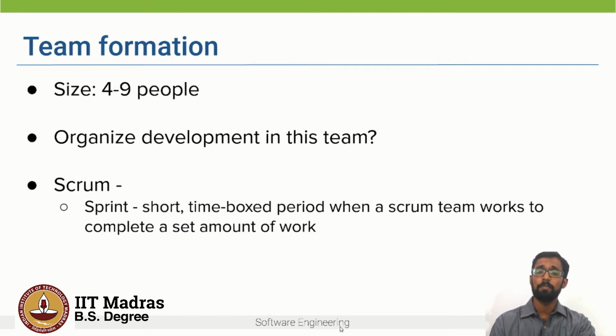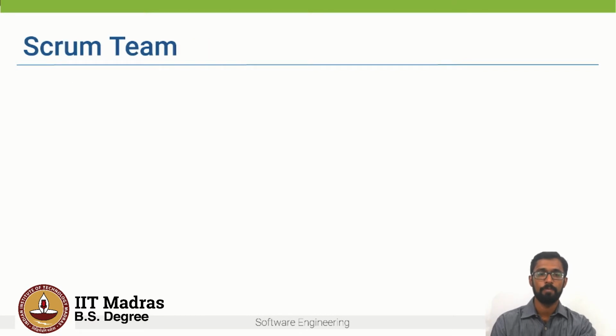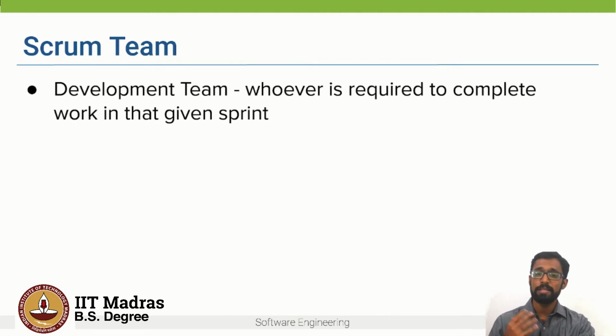Now let's look at the main roles in a Scrum team. There are 3 main roles in a Scrum team. One is the development team, the people who do the actual work of developing the software. Many of you might think of only coders or developers in the development team, but this is not so. Whoever is required to complete the work in that given sprint forms part of the development team. So it can be designers, developers, and testers who form a part of a development team.